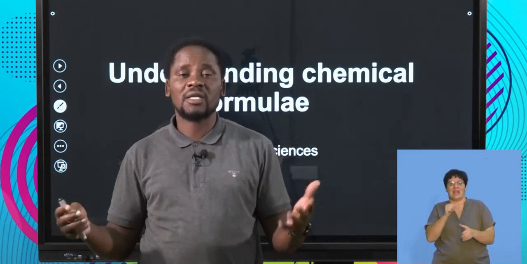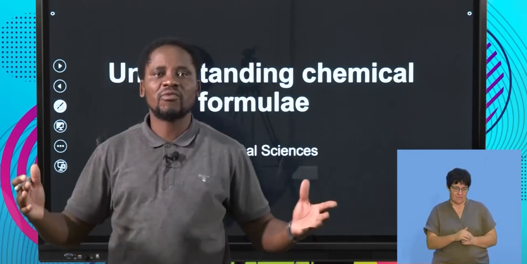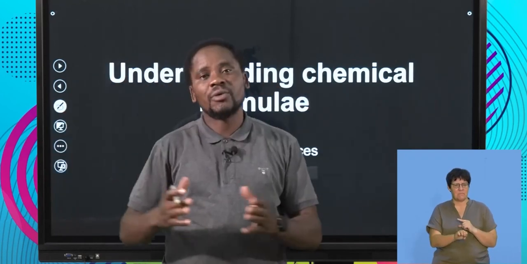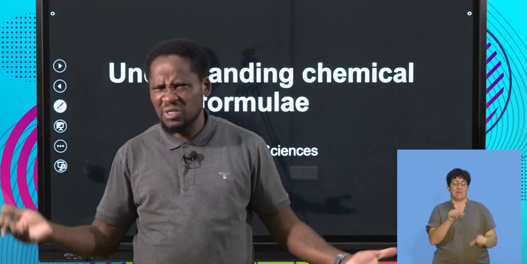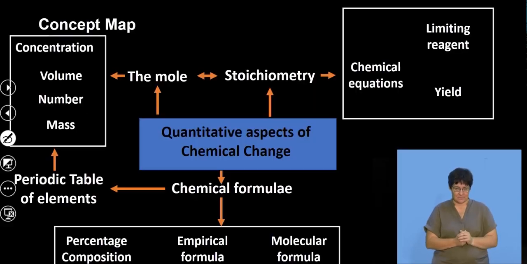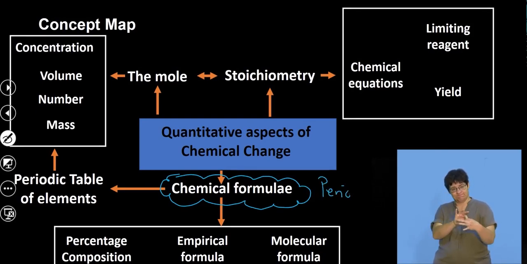So as a result of that, we shall focus our attention for the purpose of this session on the chemical formulae. Now let's try and locate chemical formulae within the broader section of quantitative aspects of chemical change, which has to do with reactions, of course. Right. Now, from the concept map, there is our chemical formulae, okay? There is no way that we can talk chemical formulae without making reference to the periodic table of elements, right?